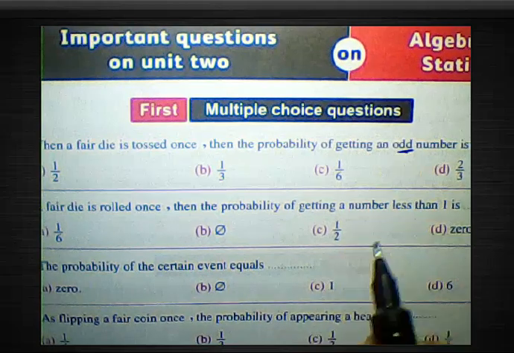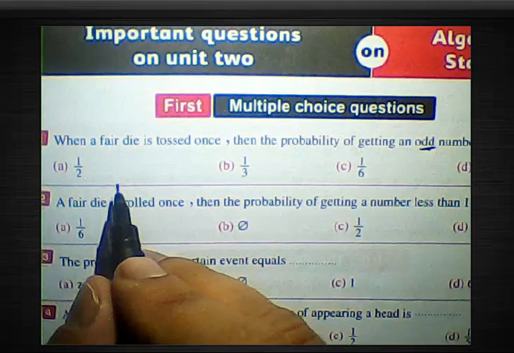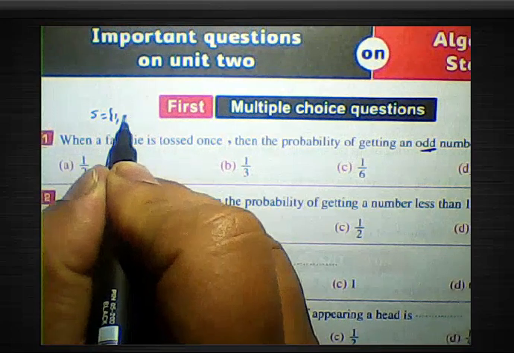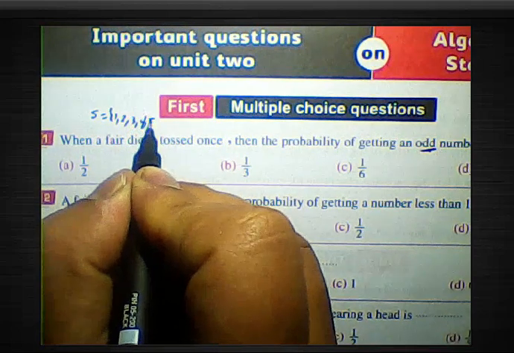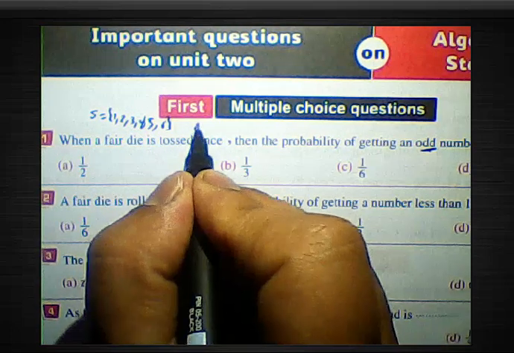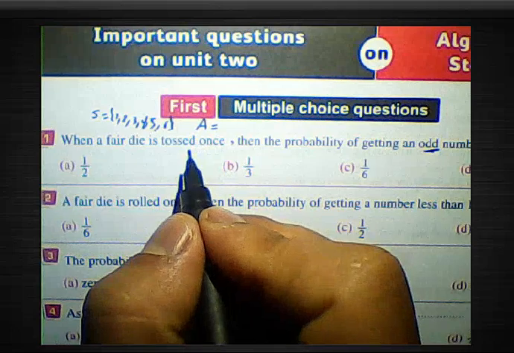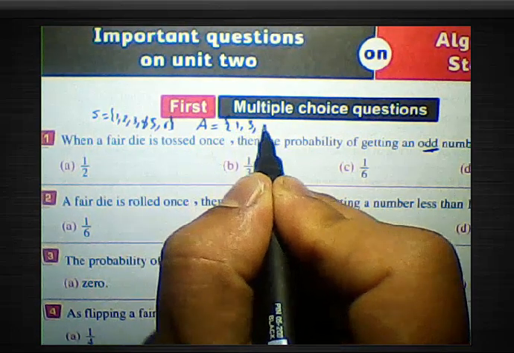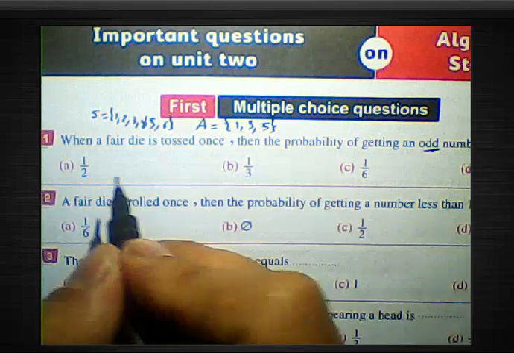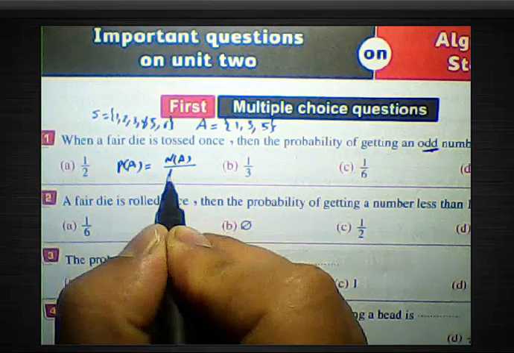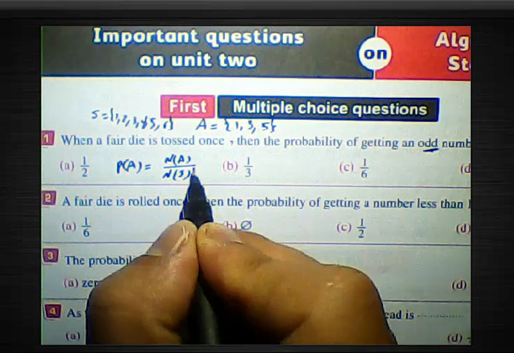We are asked about an odd number. We know the die has 6 numbers. The sample space of the die is 1, 2, 3, 4, 5, and 6. And he asked about probability. So we must put A as the event of an odd number: 1, 3, and 5. Then the probability of A will be the number of elements of A over the number of elements of S.